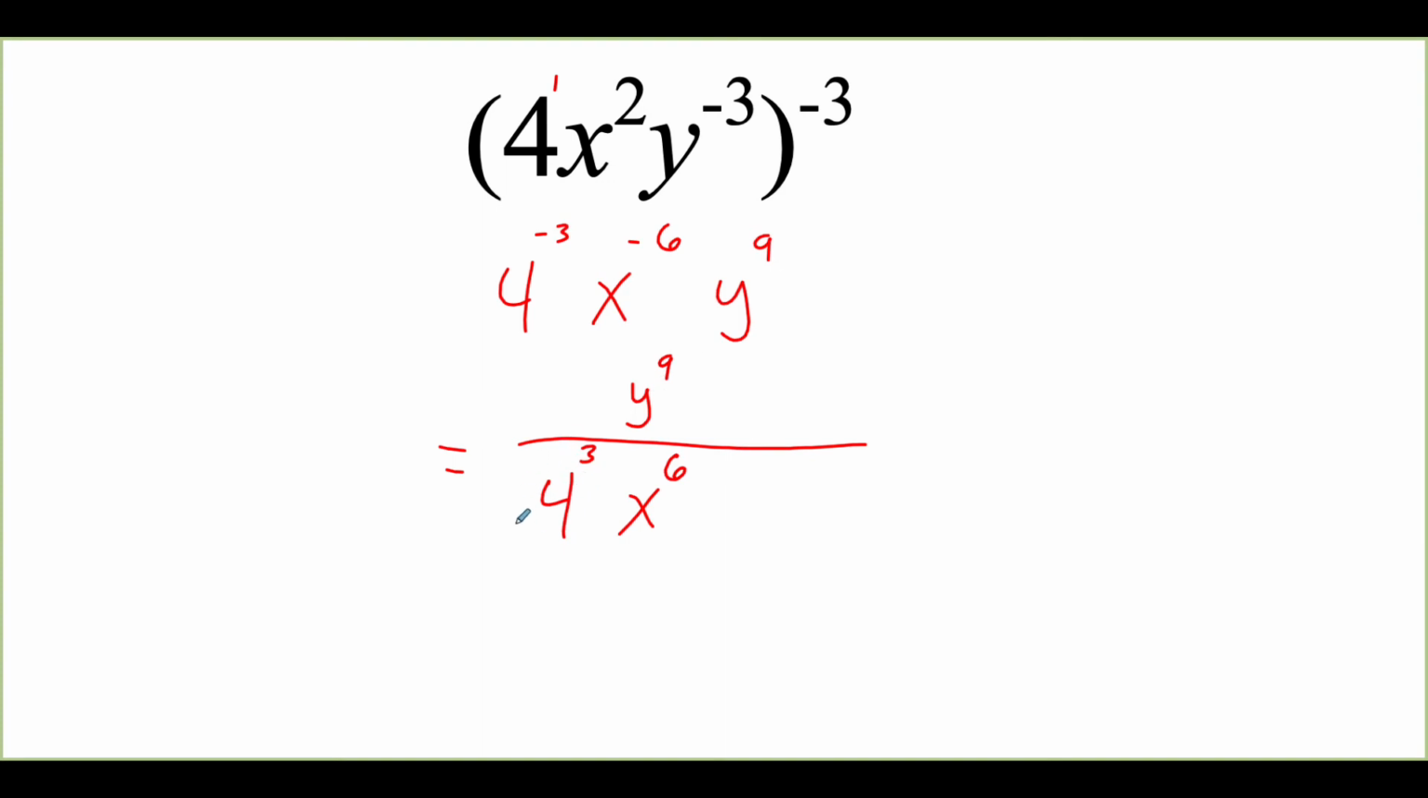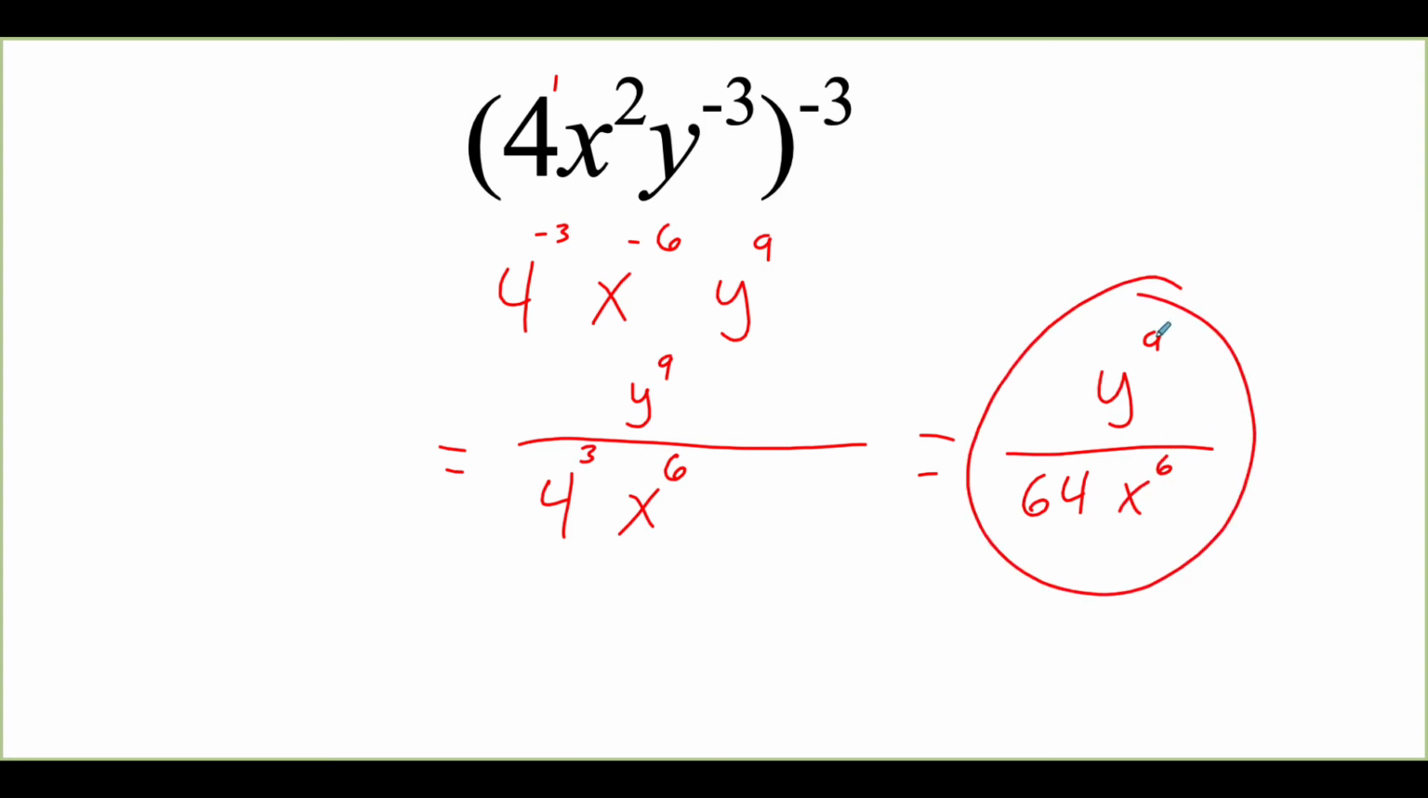Now, this is another case where we're going to be able to do this 4 to the third power and get a decently small number that we're working with. So we have y to the 9th on top. 4 to the third power is 64, and then we also have the x to the 6th on bottom. So for my final answer, we've got y to the 9th power over 64x to the 6th power.